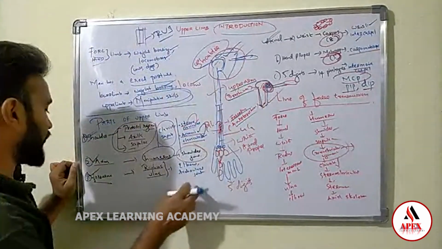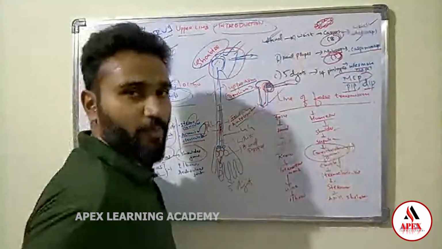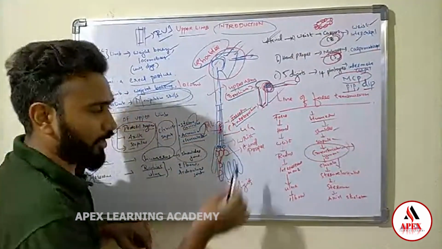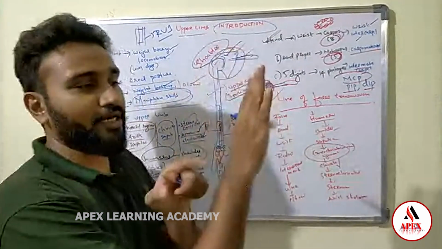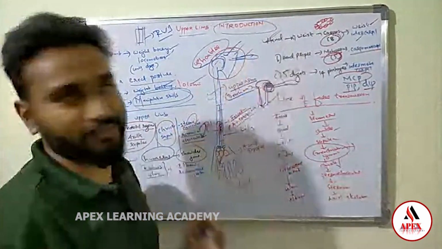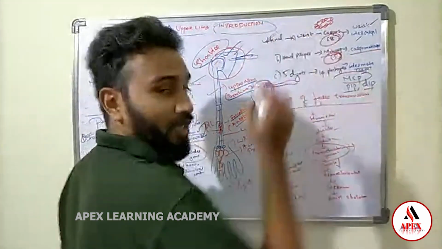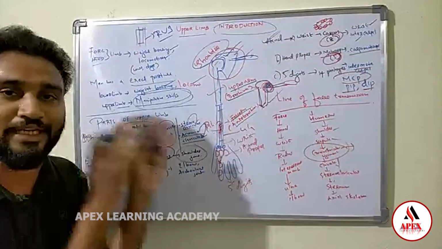So like that, the third part is also completed. Now we are moving to the fourth part, that is the hand. This region has the wrist joint, the hand proper, and the 5 digits, which we are going to discuss. So the hand is divided into 3 parts: A, wrist; B, hand proper; and C, the 5 digits. Let's discuss in detail.